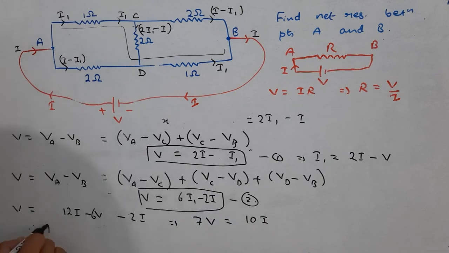So therefore R is how much? V upon I. That V upon I will become how much? You can see from this equation, V upon I will be 10 by 7 ohm. This will be the answer.